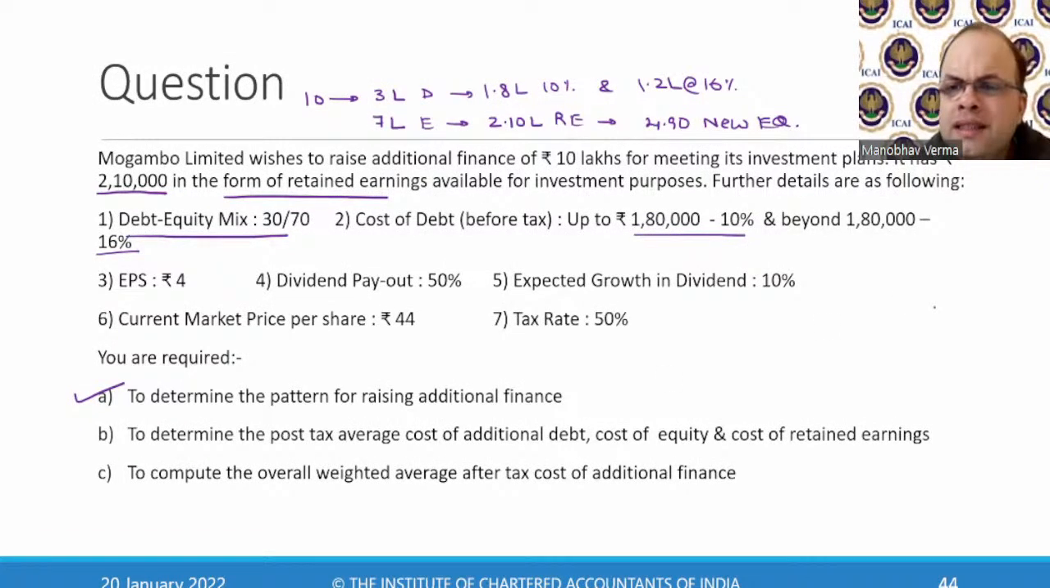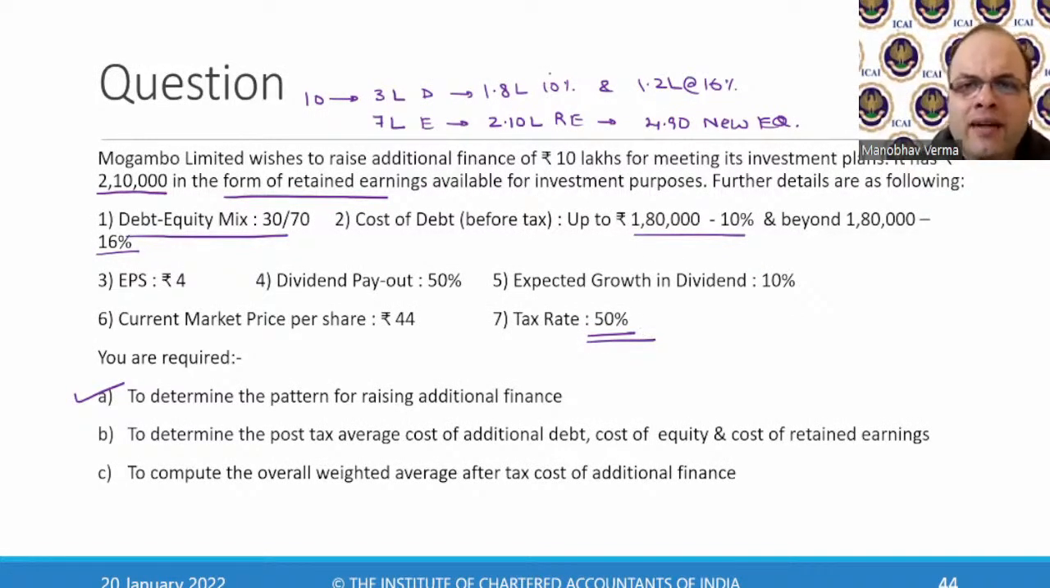Now, they're saying to determine the post-tax average cost of additional debt, cost of equity, and retained earnings. So we need to calculate the individual cost of capital. We have done that many a time. So our tax rate is 50%.